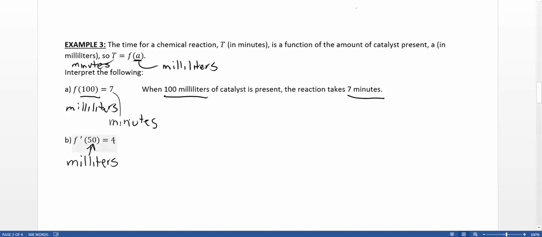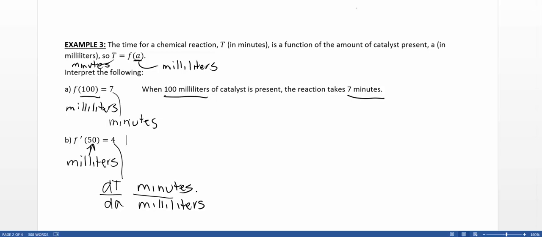Now the 4 is the derivative. So here, because I'm doing the derivative, I can use Leibniz notation to think about what the units are going to be. So the derivative of capital T over dA with respect to A. So the derivative of time with respect to milliliters. So here, my T is in minutes, and my independent variable is in milliliters. So the units of 4 are minutes per milliliter. So what does that mean?